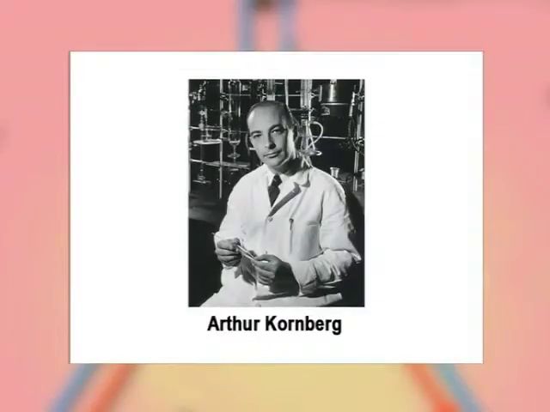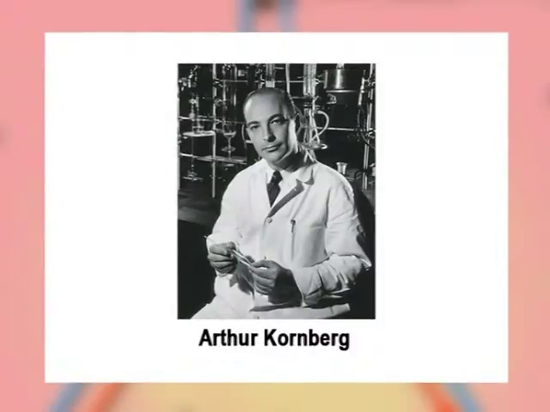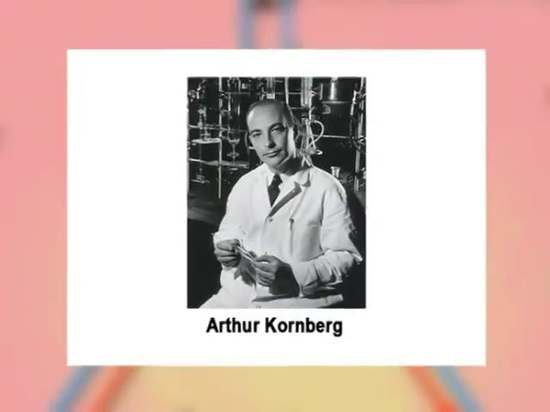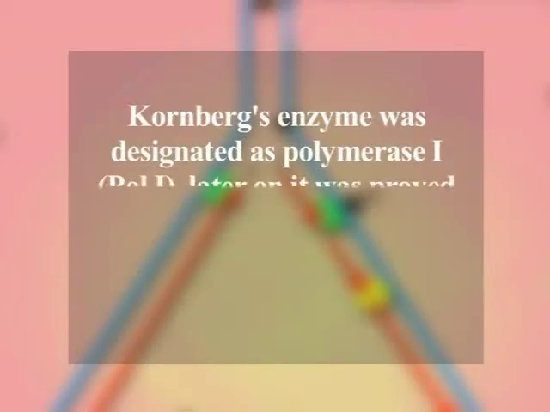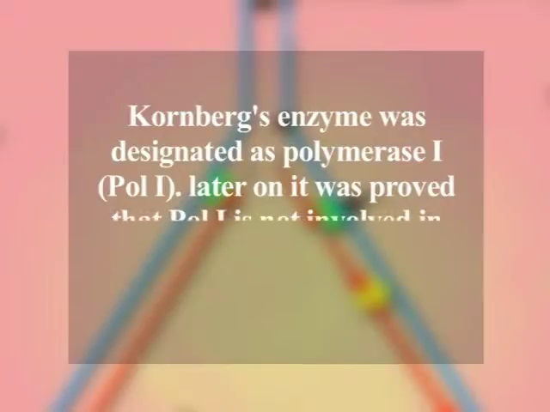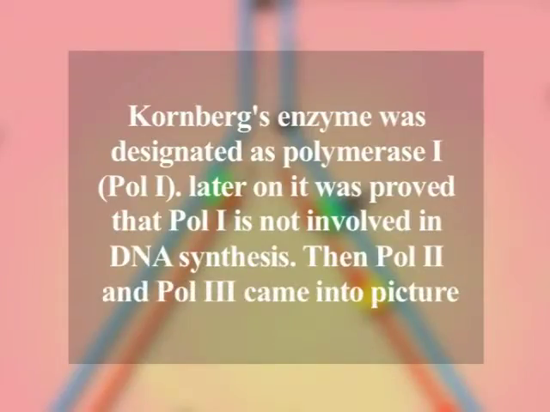Arthur Kornberg was the first scientist who discovered the DNA polymerase and thought that it is the only DNA polymerase found in the cells which has polymerization activity. After that, various enzymes have been discovered with similar activity to that of Kornberg's enzyme. Kornberg's enzyme was designated as polymerase 1 or Pol1. Later on, it was proved that Pol1 is not involved in DNA synthesis. Then Pol2 and Pol3 came into the picture.